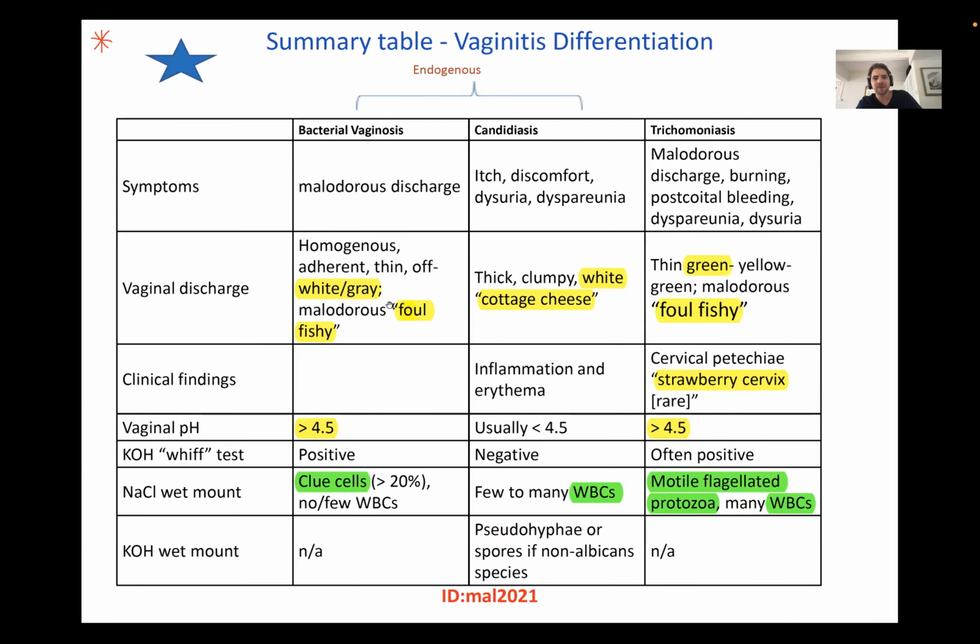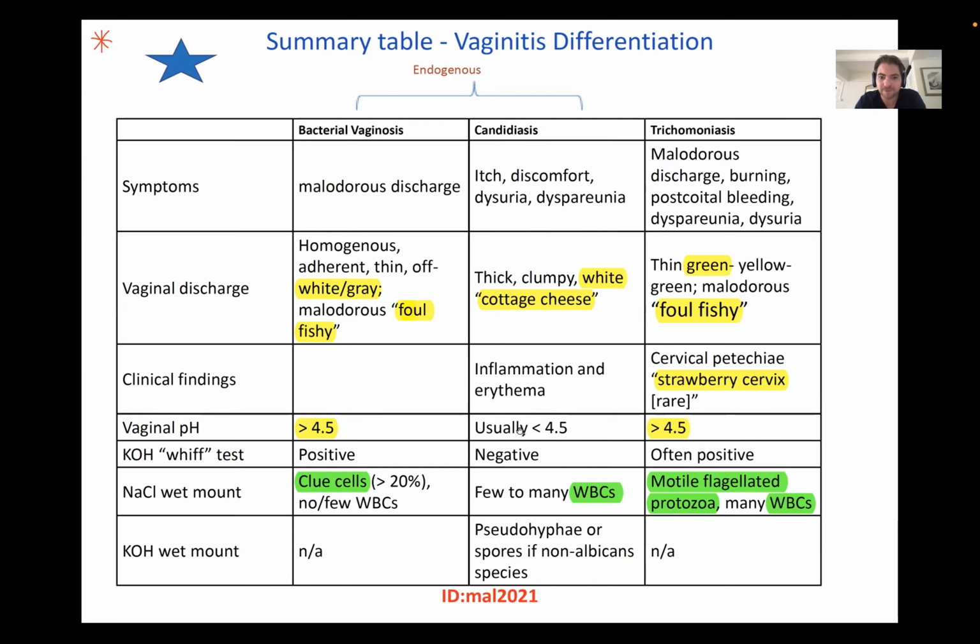All right, so this is the slide I wanted to talk about. If you were differentiating these two, bacterial vaginosis, white or gray, say gray, they should put gray so you don't get confused. Fishy smell, pH is elevated. pH is elevated here as well. I'm sorry, nope. For candidiasis, pH is decreased.